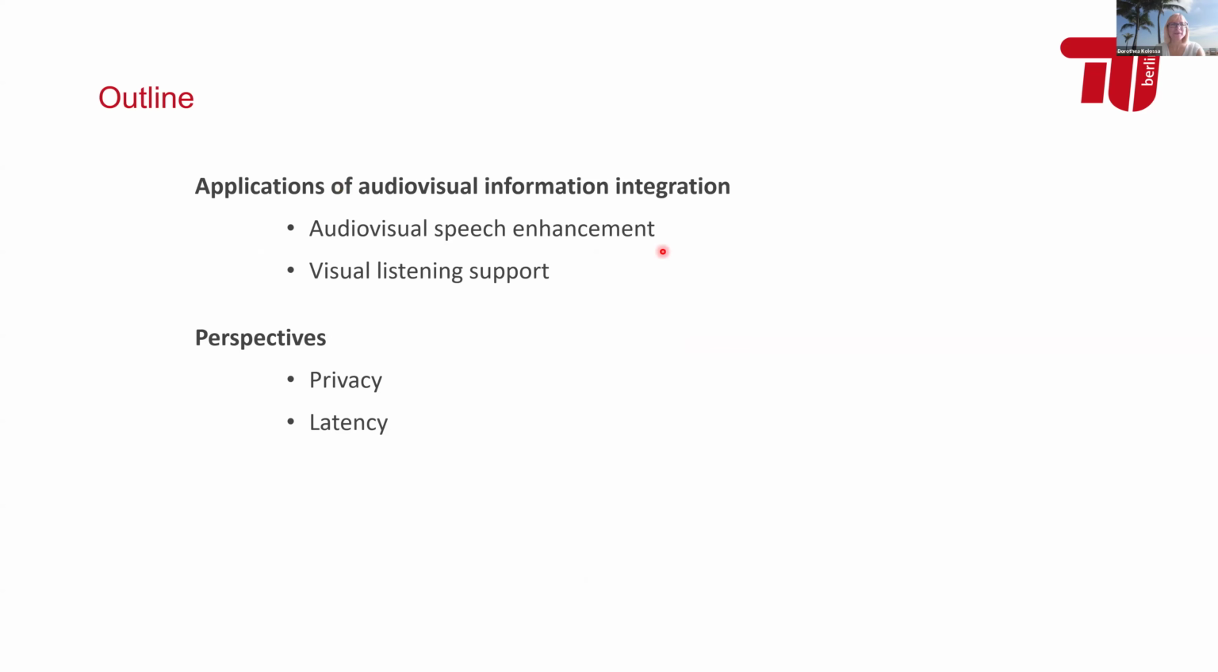So on the one hand, we're looking at human speech perception as an inspiration for audiovisual speech enhancement. So we try to equip our speech enhancement systems with the ability to utilize this visual information. And on the other hand, we also try to create visual stimuli for supporting human listening. And I will dive into those two in a bit more detail, and then I will conclude my talk today with a few perspectives on privacy, time permitting, of course.